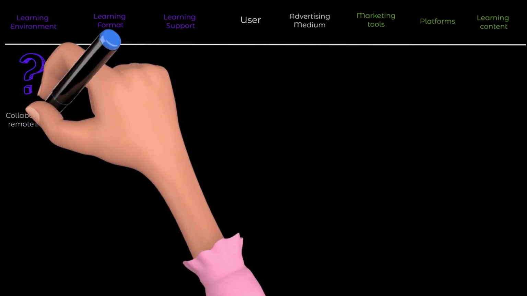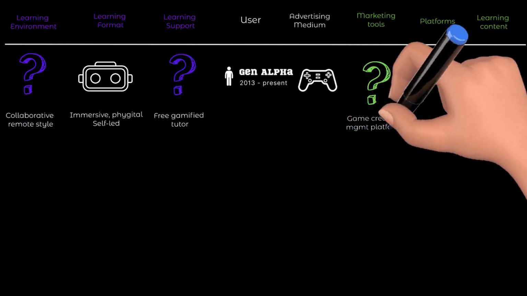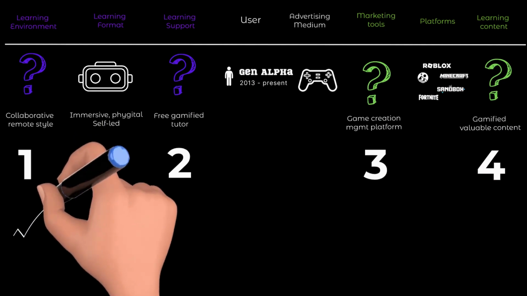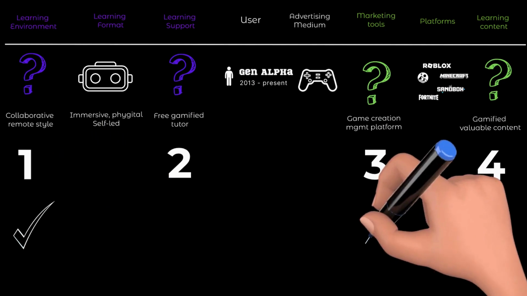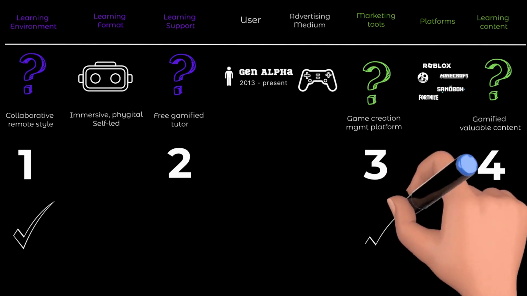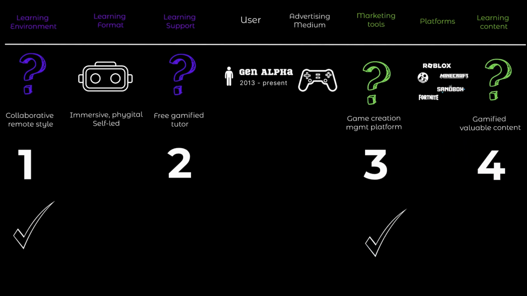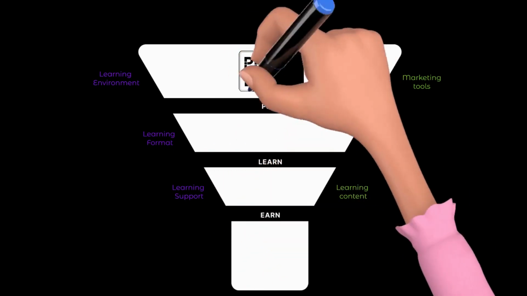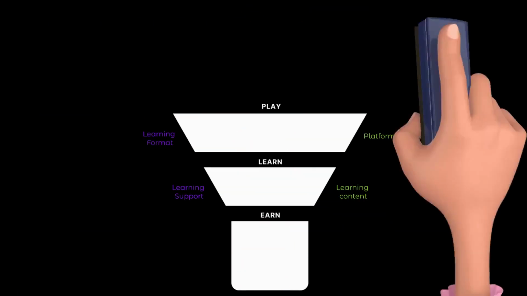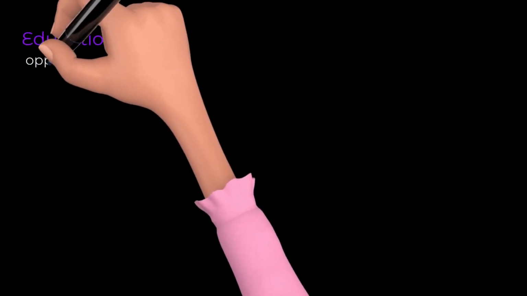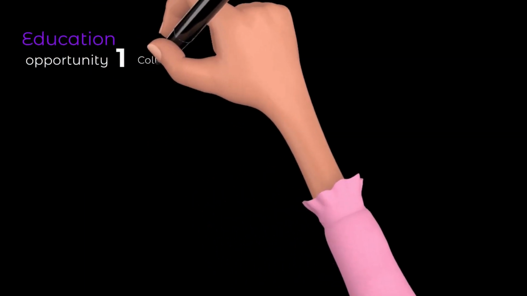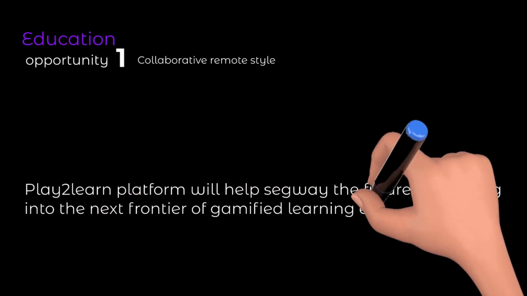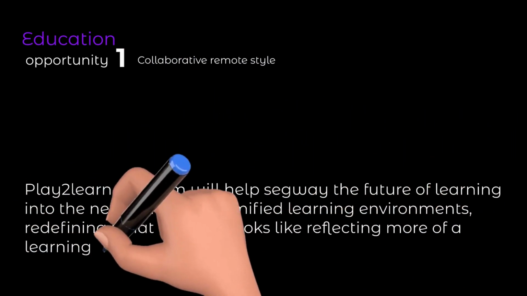Since our graph shows that learning environment and marketing tools share the same solution, this means Opportunity 1, collaborative remote style, and Opportunity 3, game creation management platform, can be solved together. Play to Learn Intelligent Dashboard is the marketing tool to create the new learning environment. Play to Learn platform will help segue the future of learning into the next frontier of gamified learning environments, redefining what a school looks like, reflecting more of a learning arcade.